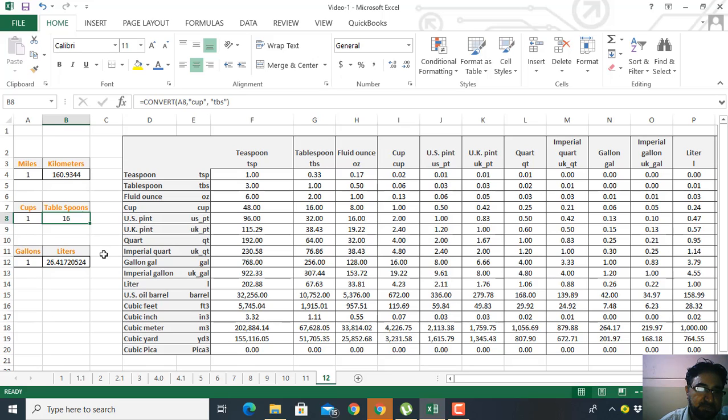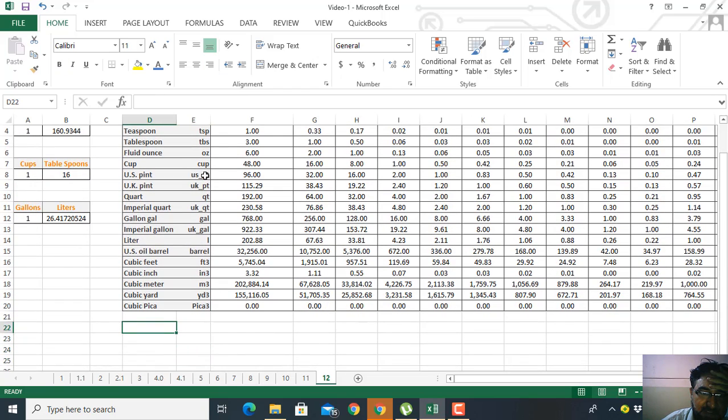This is 1 cup converted to tablespoon, so it makes 16 tablespoons. So this way, the whole sheet is designed. These are actually the names which Microsoft Excel recognizes in its conversion formula.